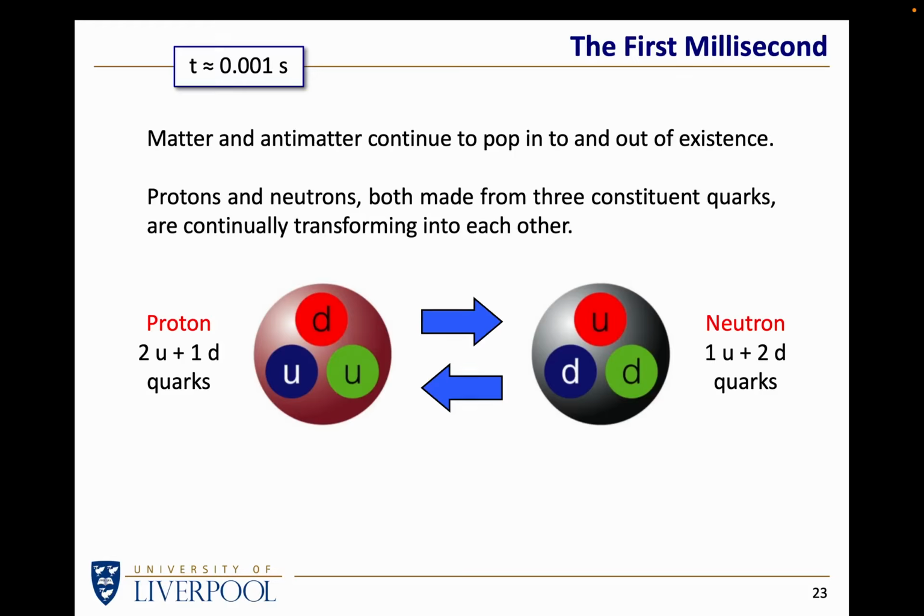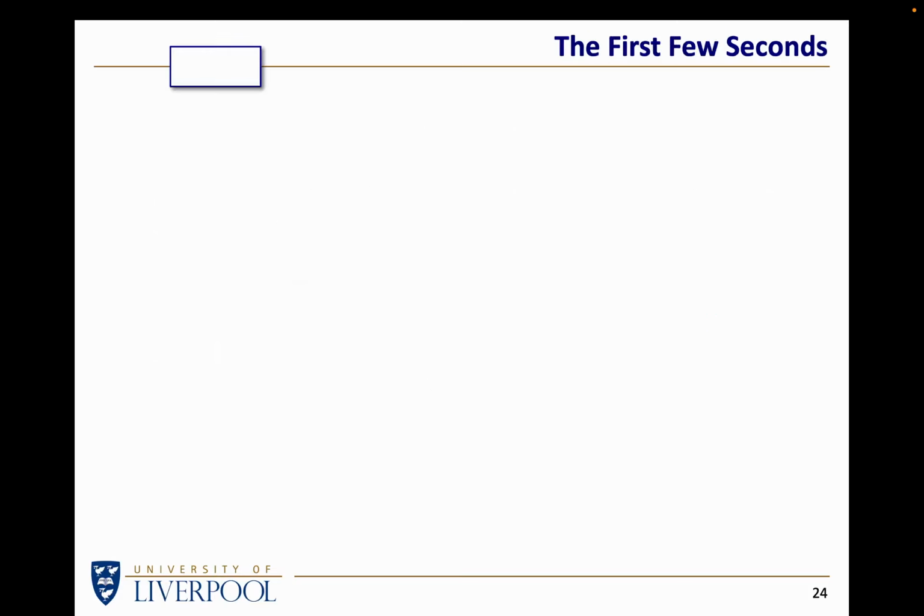Because quarks are continually annihilating, generating energy, coming back to quarks again, not necessarily the same quark, neutrons can turn into protons, protons can turn into neutrons, back and forth and back and forth. During this first millisecond or so, protons and neutrons are changing into and out of each other continuously back and forth.